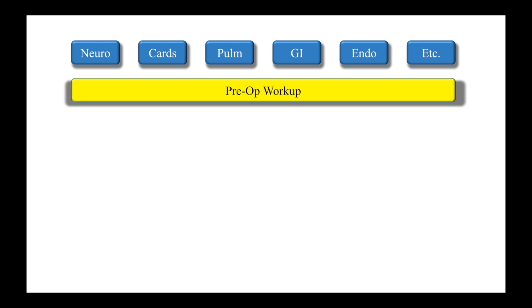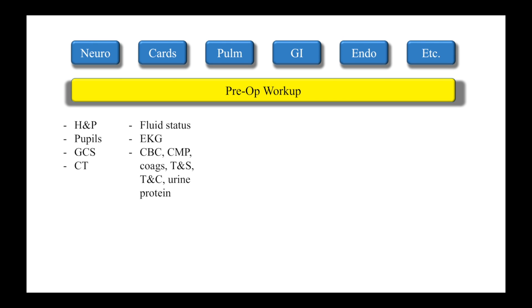I'm assessing what medications, imaging, and lab results are indicated prior to proceeding to the operating room. So by system, for neuro, I would do a focused history and physical exam, assess her pupils, calculate her GCS score, review her CT scan of the head. For cardiac, I would assess her volume status, being concerned about hemorrhage and intravascular depletion in the setting of preeclampsia. I would review her EKG and the results of her CBC, CMP, coags, type and screen, type and cross, and urine protein. For the pulmonary system, I would review her airway exam and her chest x-ray, paying close attention to any pneumothorax or rib fractures.